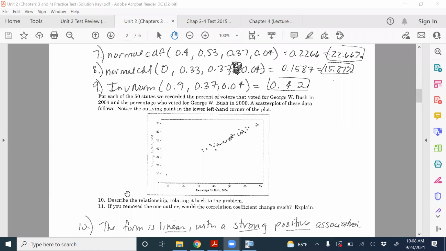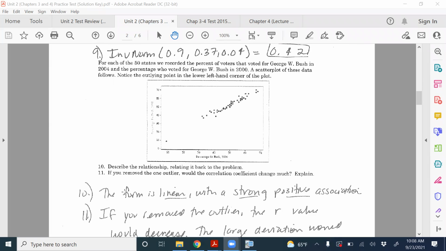Okay, next one here. I actually do remember this election quite well. For each of the 50 states, recorded percent of voters that voted for George W. Bush, who was president during 9/11 and the war against Iraq. In 2004, percentage voted for him in 2000.